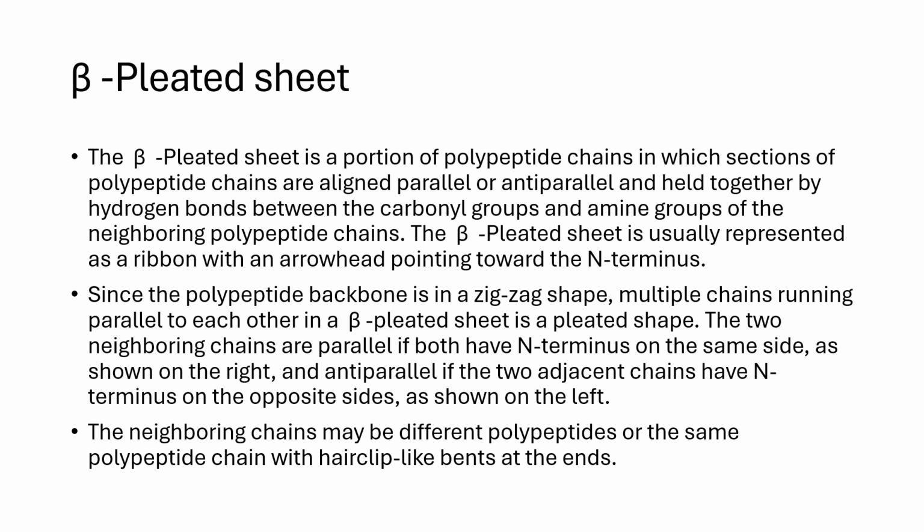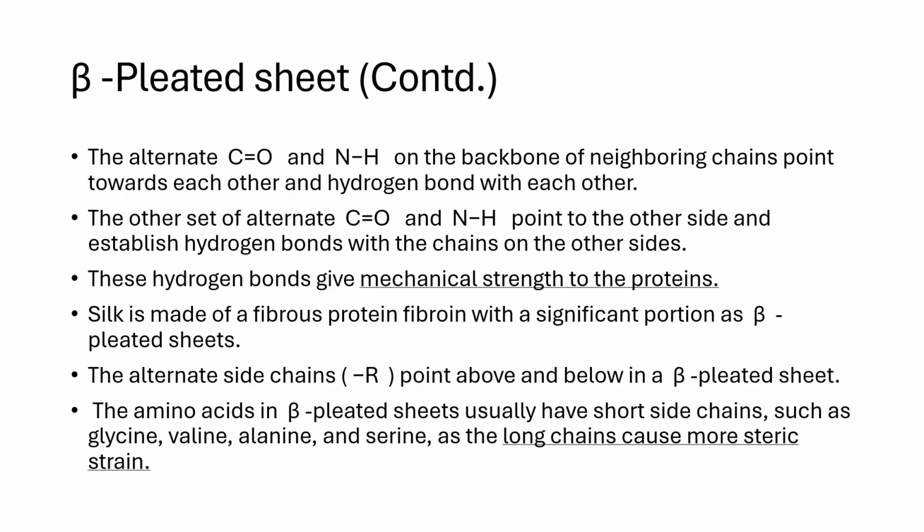Since the polypeptide backbone is in a zigzag shape, multiple chains running parallel to each other in a beta pleated sheet give a pleated shape. The two neighboring chains are parallel if both have the N terminus on the same side. As shown on the right, they are anti-parallel if the two adjacent chains have the N terminus on opposite sides. The neighboring chain may be different polypeptides or the same polypeptide chain with a hairpin-like bend at the ends. Let's take a look at it.